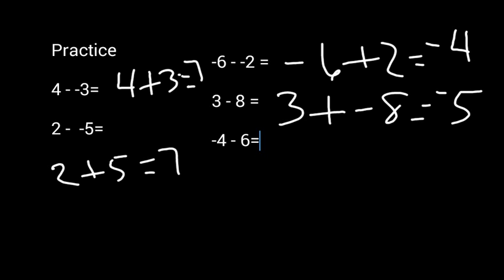Negative 4 minus 6 changes to negative 4 plus negative 6. You have negatives on both of them, so negative 4 plus negative 6, you just add them up, that's negative 10.